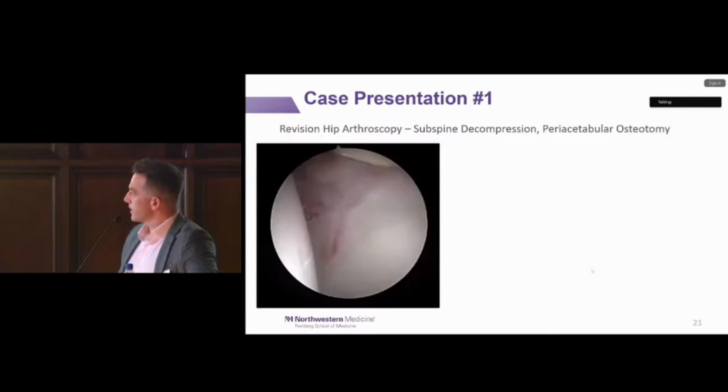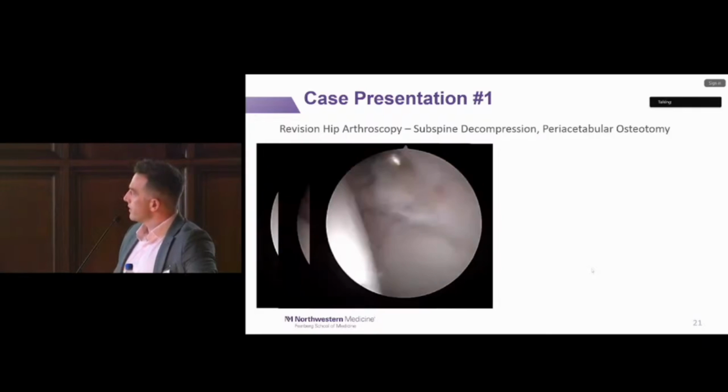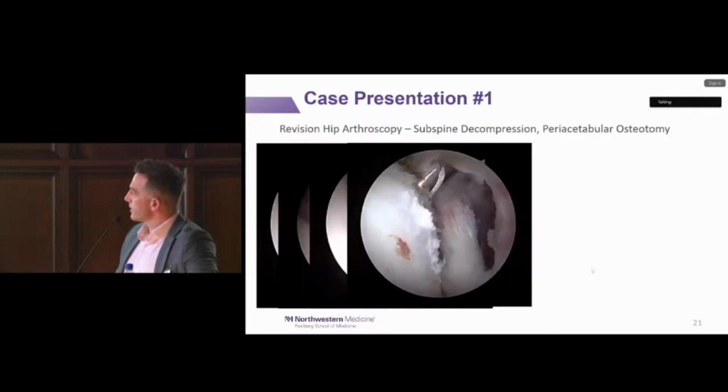So we scoped her hip. A couple of cartilage scuffs, but overall the cartilage looked okay, no full thickness defects. We did see pretty significant capsulolabral adhesions there in the front. So we began mobilizing those around the front, around the back side.